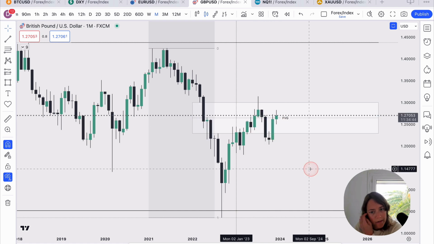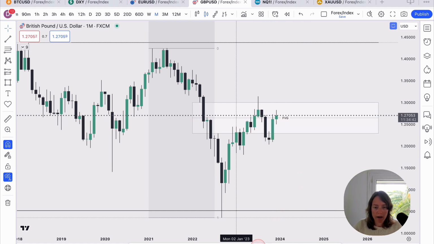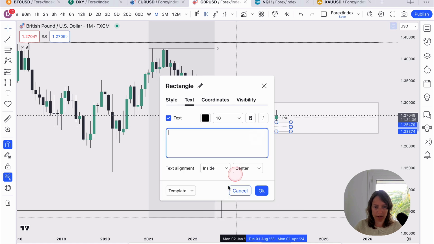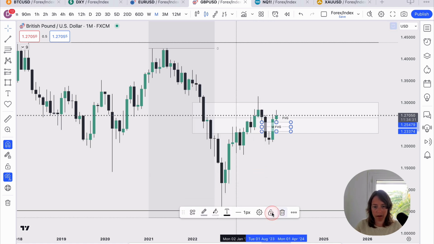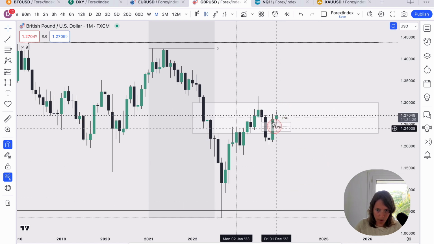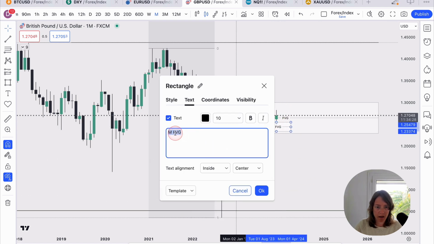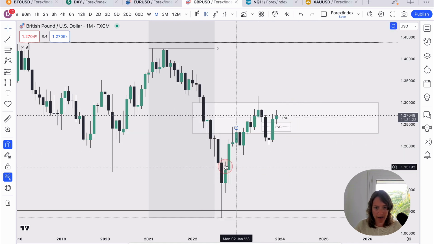Yeah, it's correct. So right now what we do see is that this monthly fair value gap got violated. Bearish one, and now it's creating a bullish one. So this is a monthly fair value gap, now it's creating support. So creating an inverted fair value gap. Fair value gap's still the story, right?